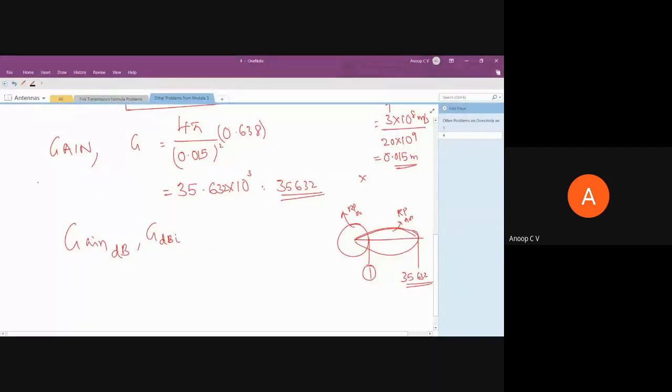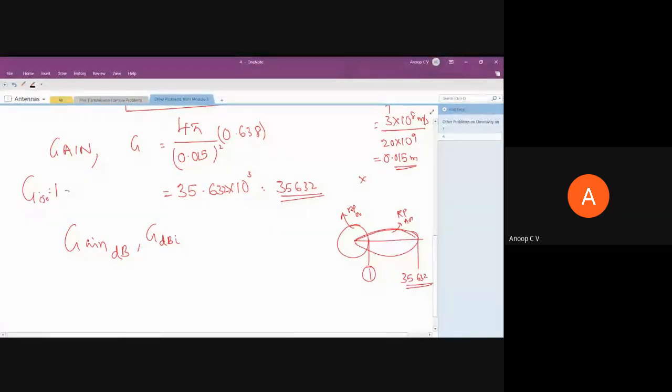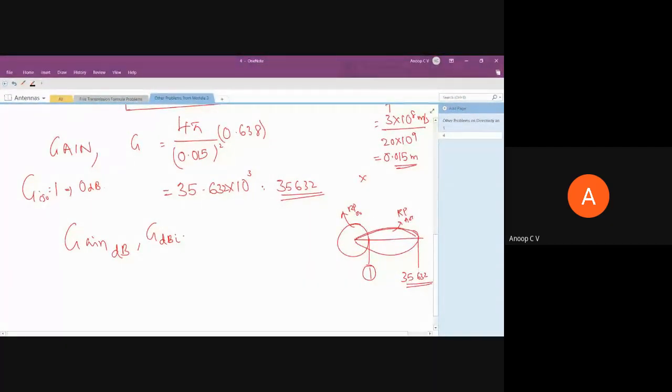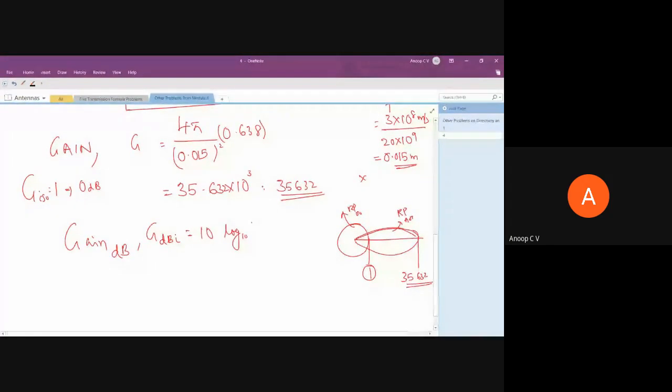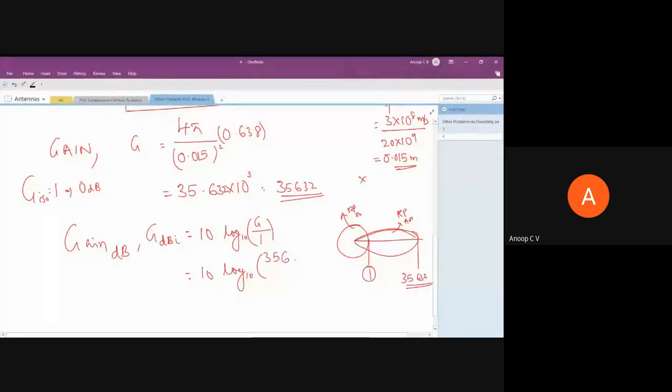Why? Because the gain of an isotropic antenna is equal to 1, which in dB is equal to 0 dB. So whenever we talk about the gain of an antenna, we say dBi, that is decibel over isotropic. That will be equal to 10 log to the base 10 of gain over 1, that is 10 log to the base 10 of 35,632 divided by 1. So what is this?